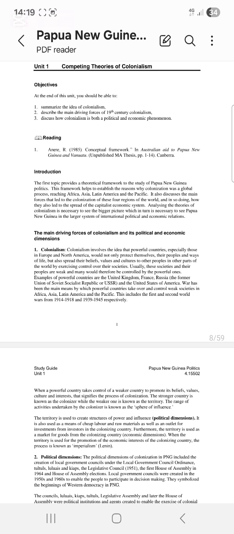I'll read the first sentence now. The first topic provides a theoretical framework to the study of Papua New Guinea politics. That sentence alone will tell you that unit 1 is going to be talking about the theoretical framework of colonialism. Okay, so what is colonialism in its framework?